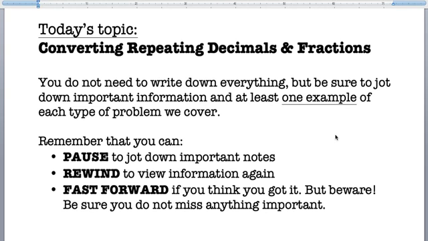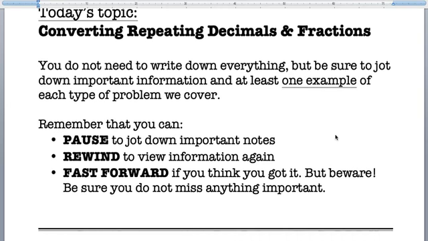Before we begin, just reminding you that you do not need to write down everything we cover in this video, but be sure to jot down important information and at least one example of each type of problem we cover. Also remember that you can pause to jot down important notes. You can rewind to view information again. And you can fast forward if you think you got it, but just be careful. Be sure that you don't miss out on anything important.